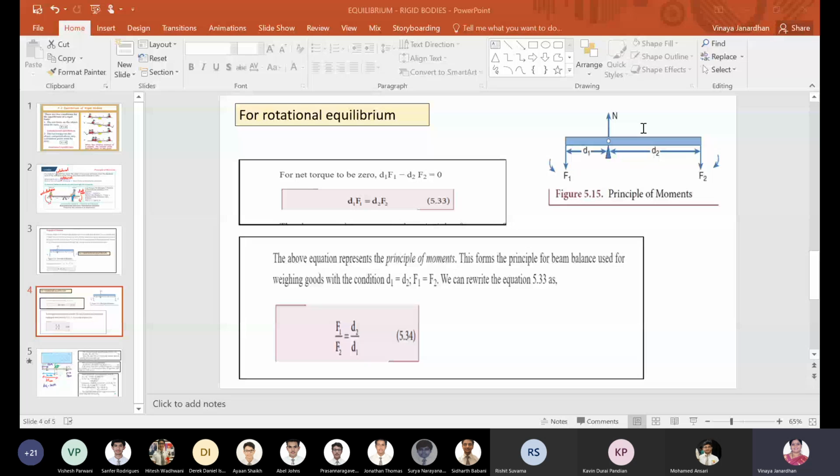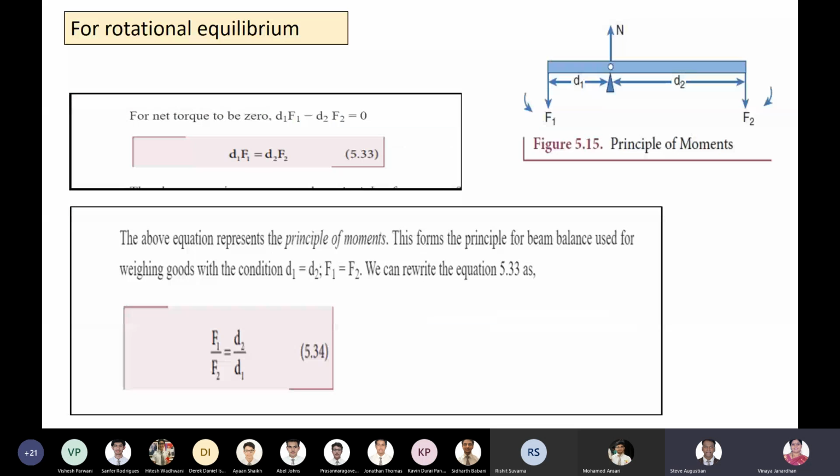Ma'am, the diagram that's given here, it's the diagram for the previous one, right? For translation. Same diagram. So for rotation also the same thing? Same rotation. It's also the same. This is anti-clockwise.